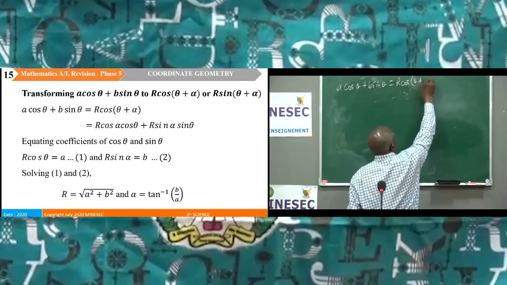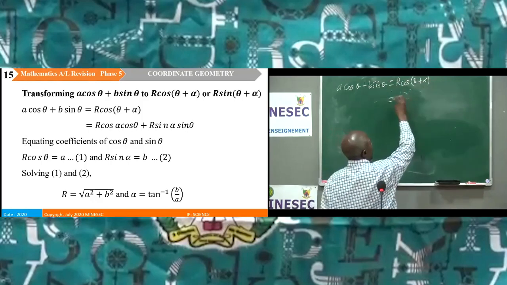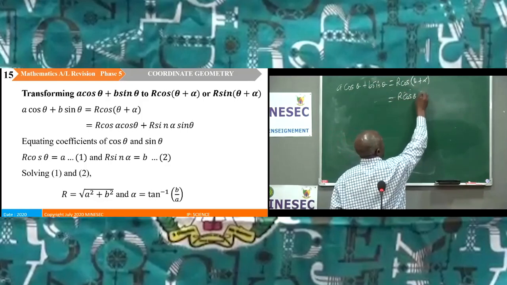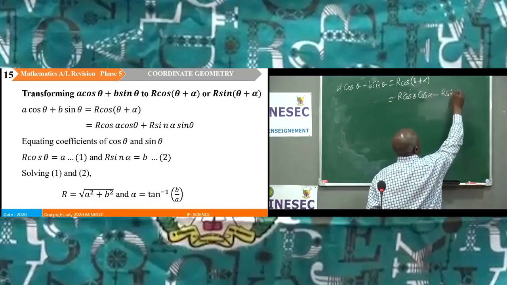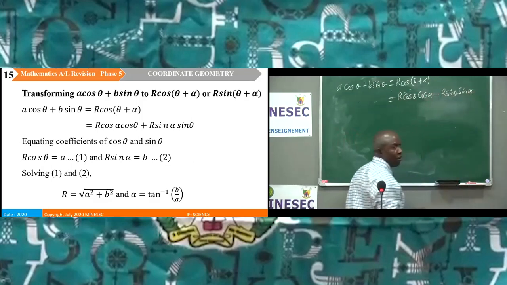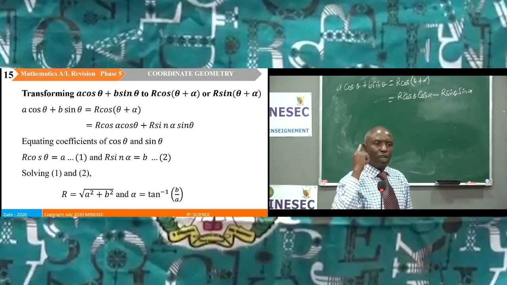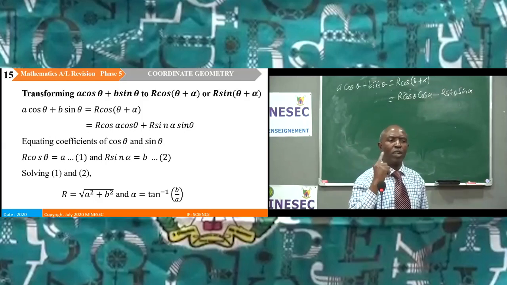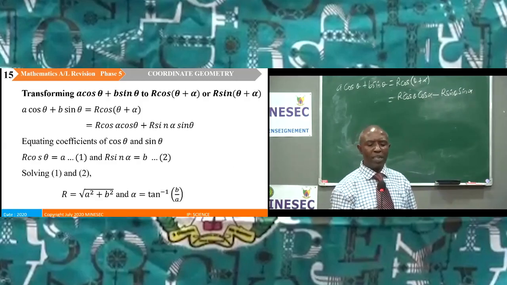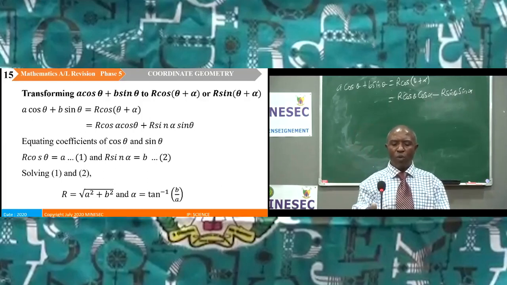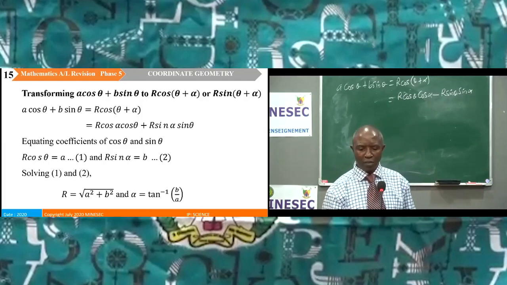Cos of theta plus alpha is the same as cos theta cos alpha minus sine theta sine alpha. Remember that you need to be careful with the sign when you are dealing with cosine. Equating coefficients here, we will be able to obtain the value of R and alpha, like what you see on your screen.